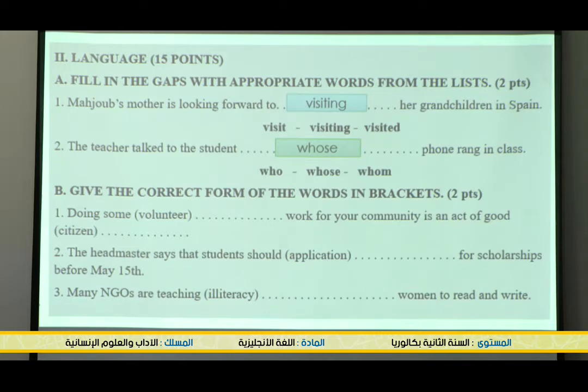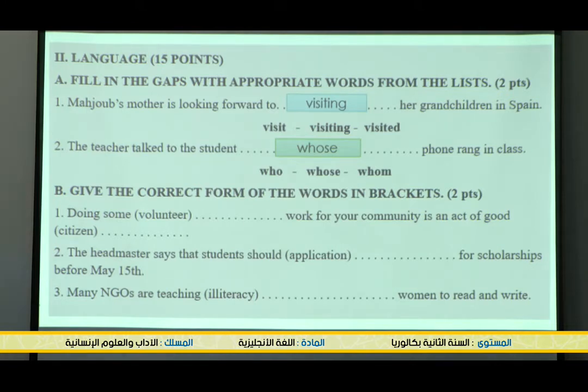Number 1, doing some volunteer, the word you have here between brackets is volunteer, work for your community is an act of good citizen. Another word here between brackets, which is citizen. Now, let's have a look at this word here, work. Work is a noun, so what we need here is an adjective to describe this kind of work. Now, the question is, what is the adjective that we can get from volunteer?